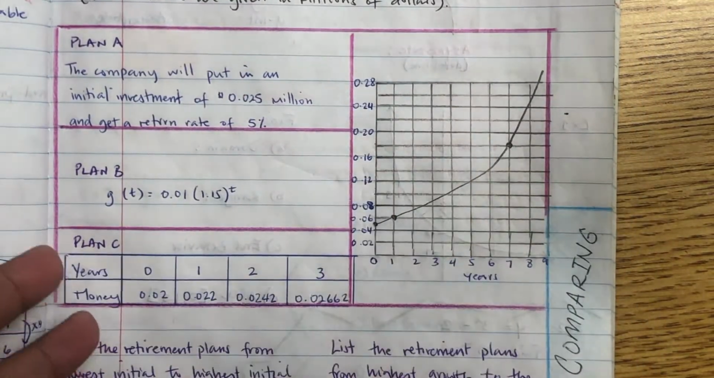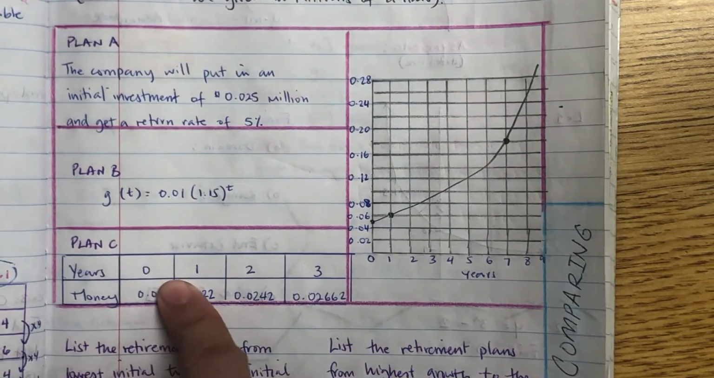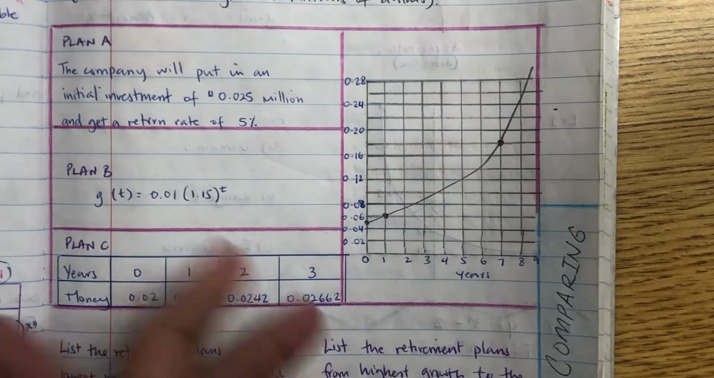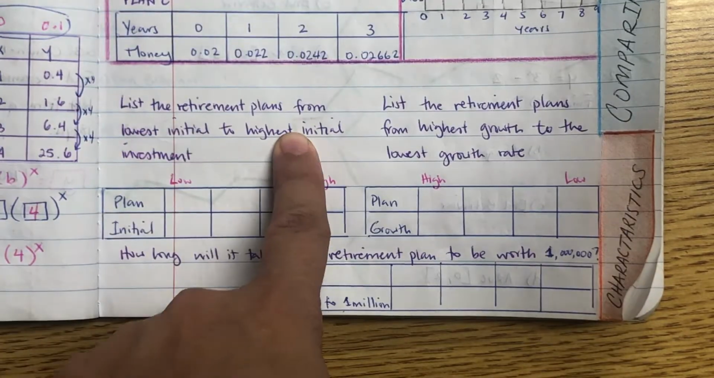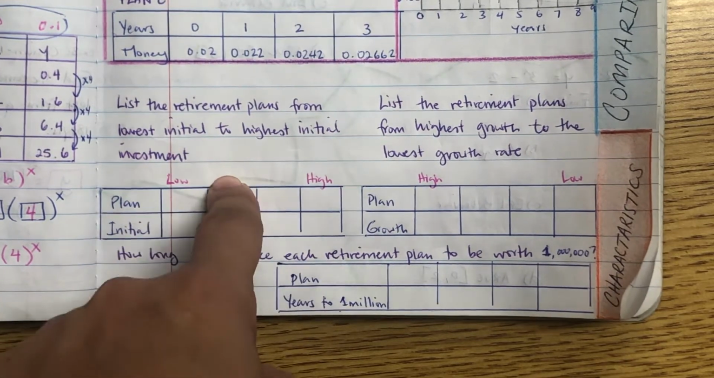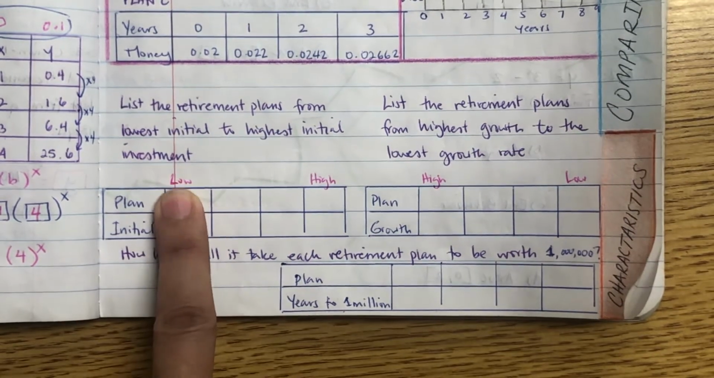So basically, the 4 ways of showing exponential functions are in words, as an equation, as a table or coordinate pair, or as a graph. And we need to find out what the best one is. List the retirement plans from lowest initial to highest initial investment. So really, what is it asking? It's asking that for all of them, you need to know what your A is.